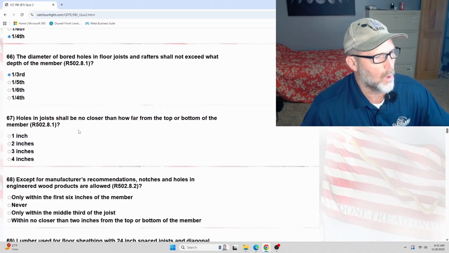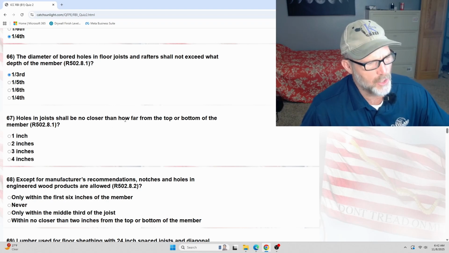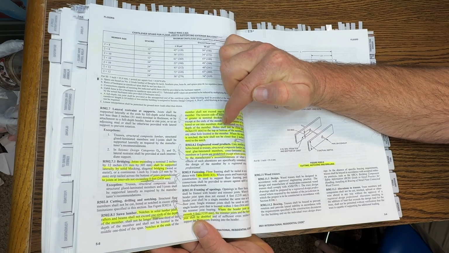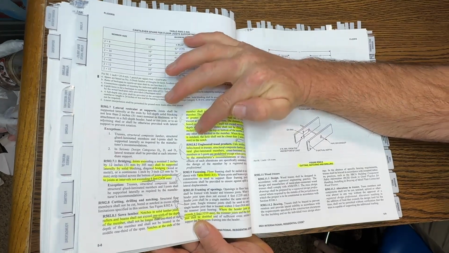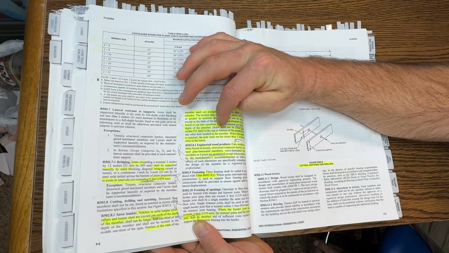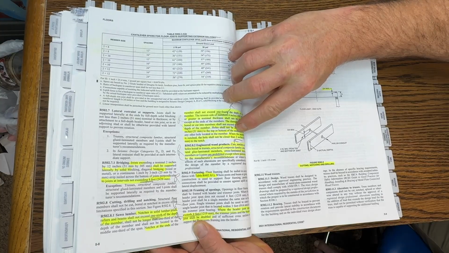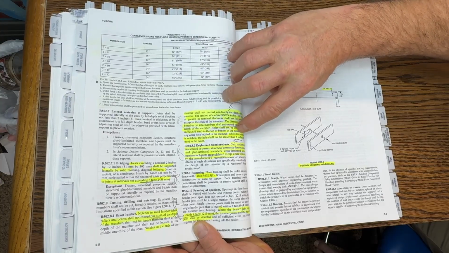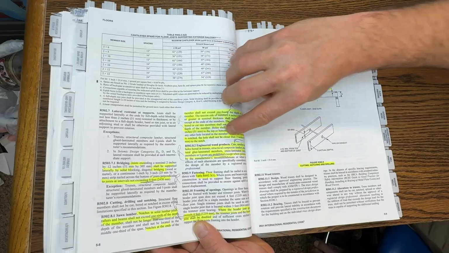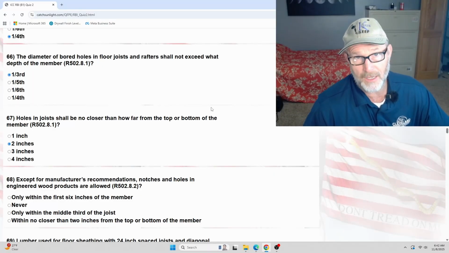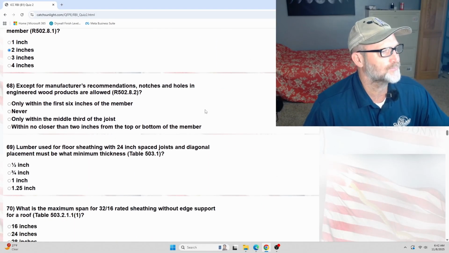67. Holes in joists shall be no closer than how far from the top of the member? Once again, R502.8.1. So holes shall not be closer than 2 inches. Let's see, 2 inches to the top or bottom of the member. So it's right there. And here, let's read the bottom one. Where the member is notched, the hole shall not be closer than 2 inches. So both holes and notches, you can't be within 2 inches of the top of the beam, or any side of the member.